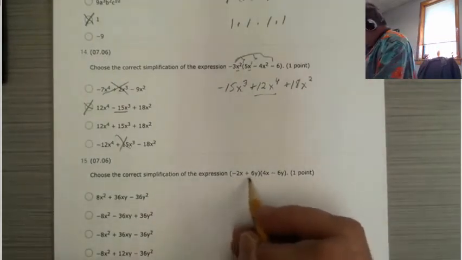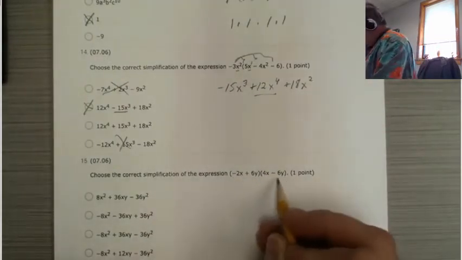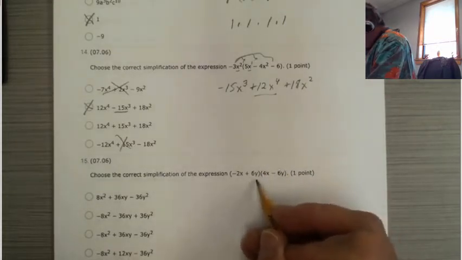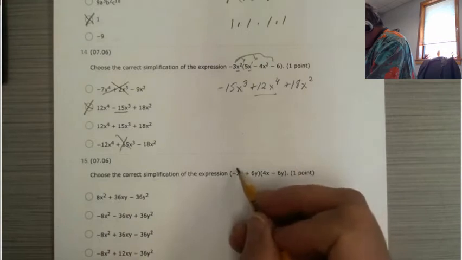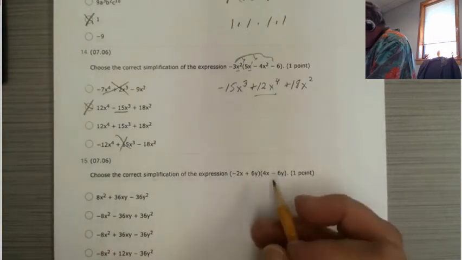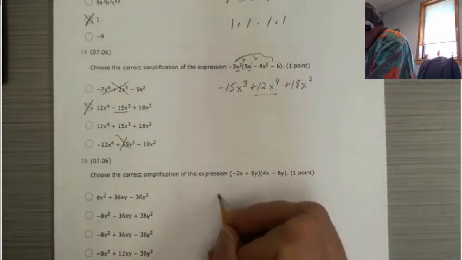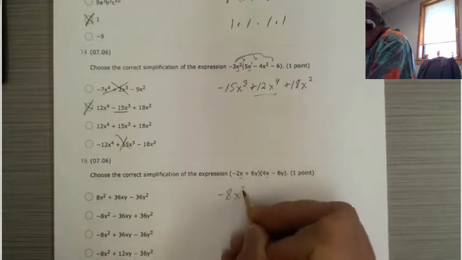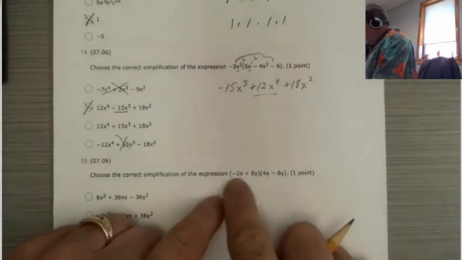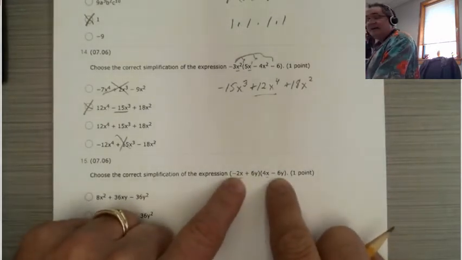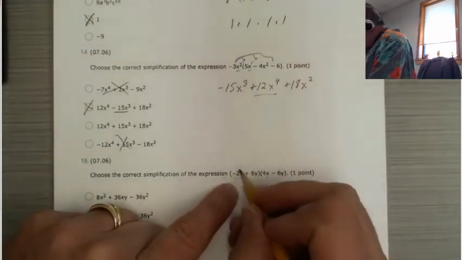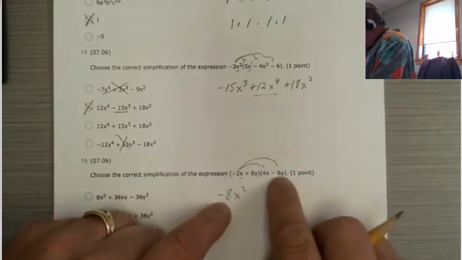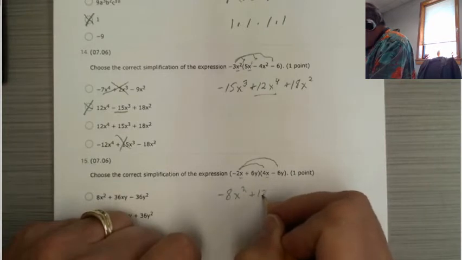We have a binomial times a binomial, 2 terms each. So we've got to distribute both of those and distribute both of these. So let's take negative 2x times 4x. Negative 2 times 4 is negative 8. X times x is x squared. Now, negative 2x times the negative 6y, because remember, we distribute to both terms in the other. So negative 2 times negative 6 is plus 12.